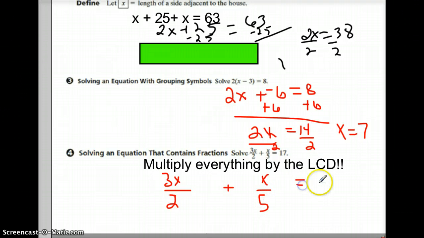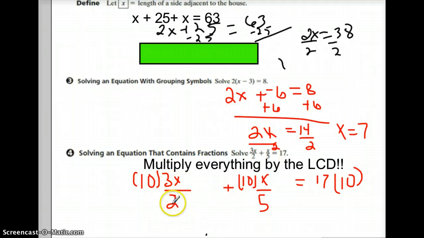So our LCD, the least common denominator between 2 and 5, is 10. So we're going to multiply this fraction by 10, or 10 over 1. And we're going to multiply this fraction over here by 10, or 10 over 1. And then we're going to multiply the 17 by 10. You have to multiply everything by the 10. You can't just multiply what you want or just the fractions.